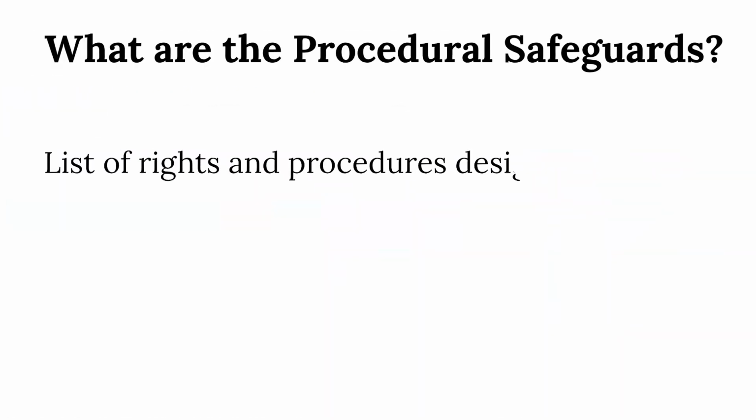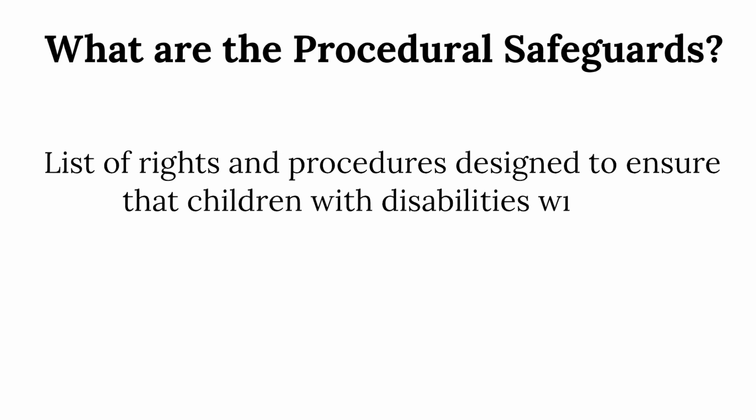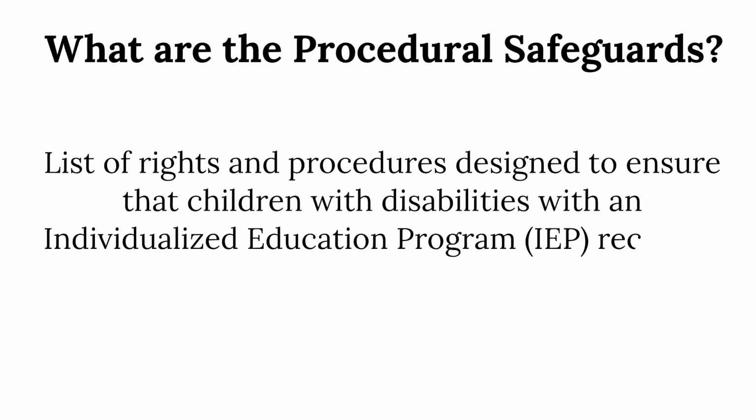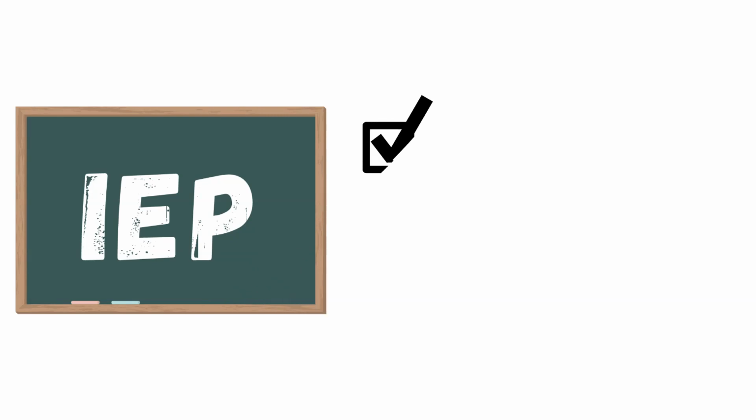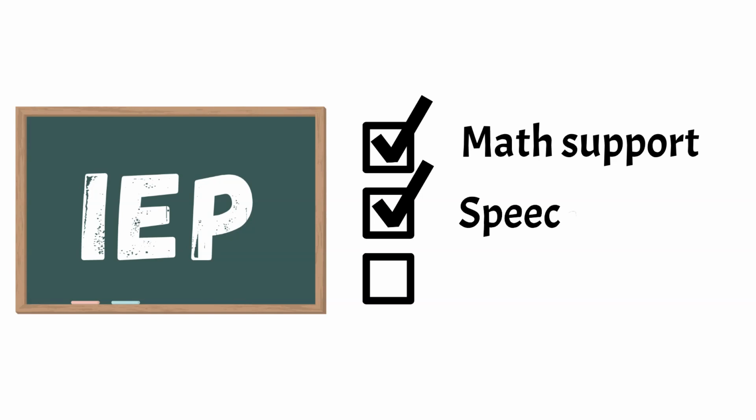The purpose of the procedural safeguards is to make sure that parents know all of the steps taken to ensure that their child with a disability is receiving a free, appropriate public education through their Individualized Education Program, or IEP. The IEP is created based on the student's evaluation, and it outlines the various services and supports the student will receive from the school.